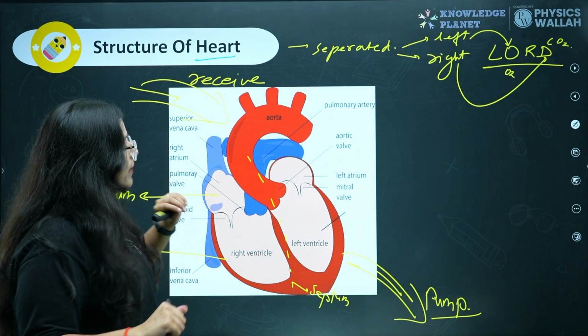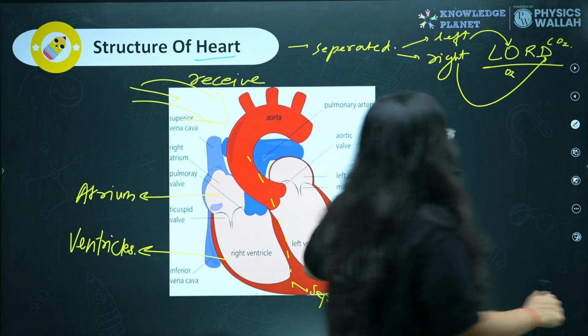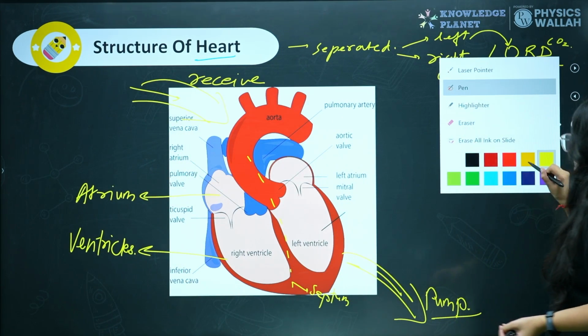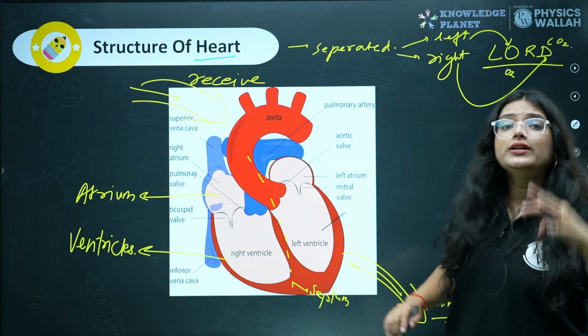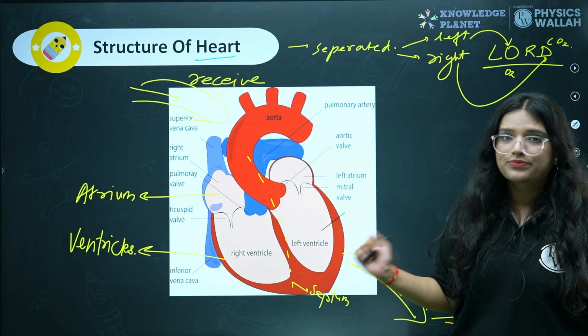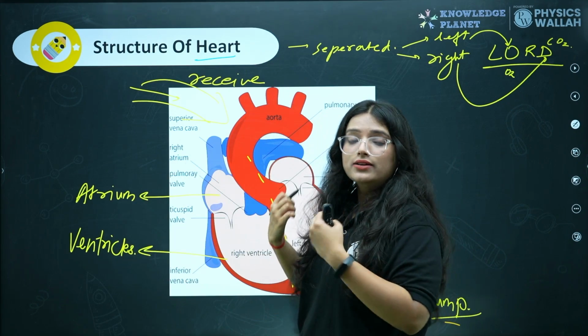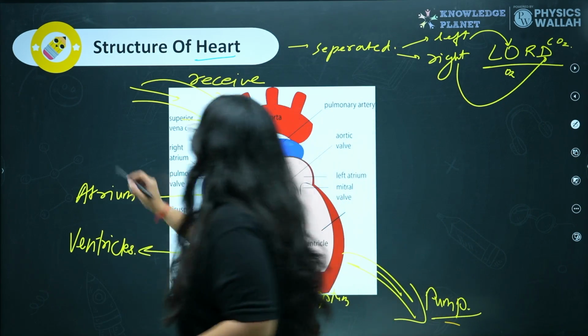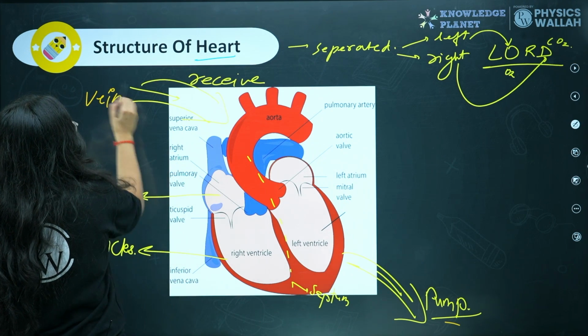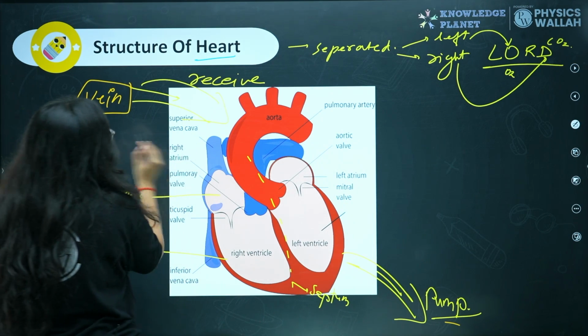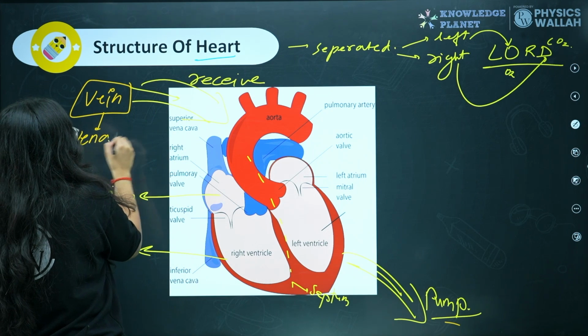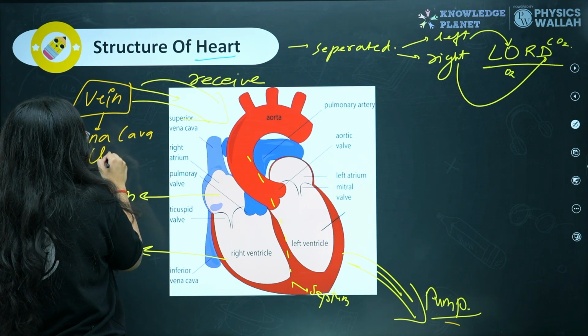So now 2 things are happening. First, it will receive the blood and then it will pump the blood, so it needs different blood vessels. Let's talk about how the heart receives the blood. The blood is going towards the heart, so for that we have veins. The largest vein is the vena cava.